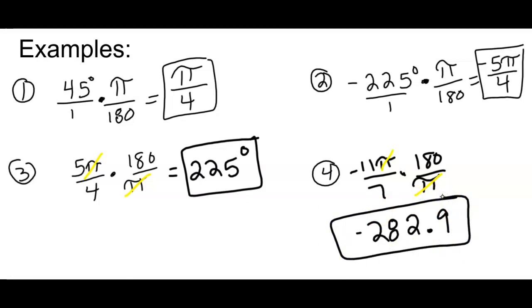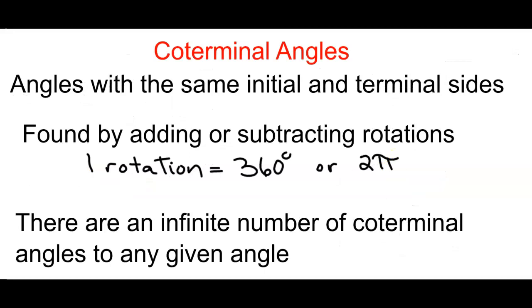Okay, coterminal angles. Coterminal angles are angles with the same initial side and the same terminal side. So basically they're angles that start in the same spot, they end in the same spot, but they're different measures. What you're going to do is take the angle that they give you, no matter whether it's positive or negative, and you're going to add a rotation or subtract a rotation. You have to keep the integrity of the problem though. If they give you a problem in degrees, your answer has to be in degrees. If they give you a problem in radians, your answer has to be in radians.